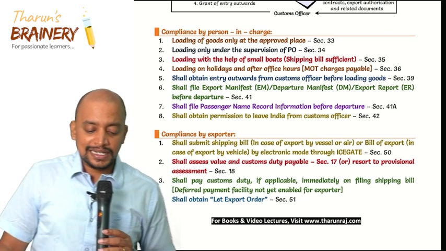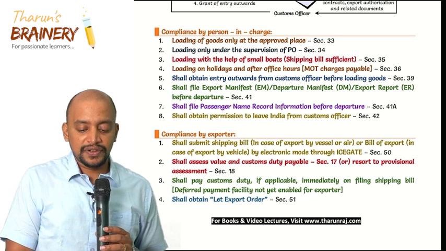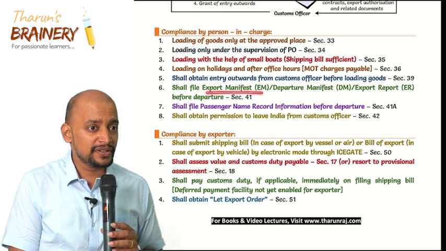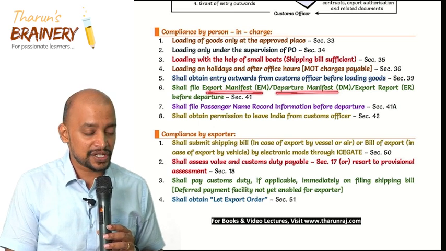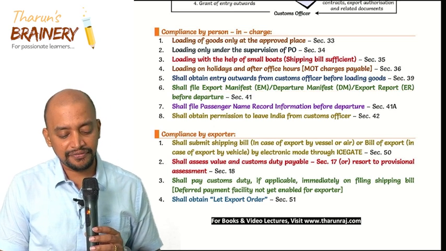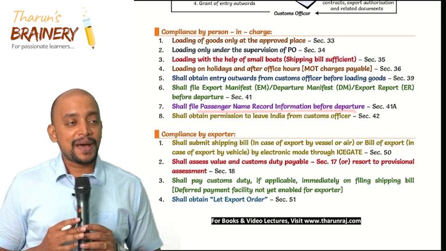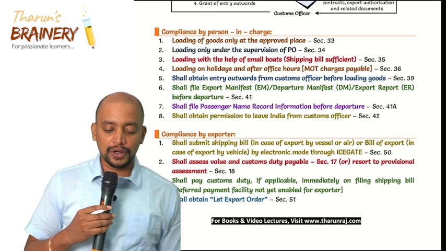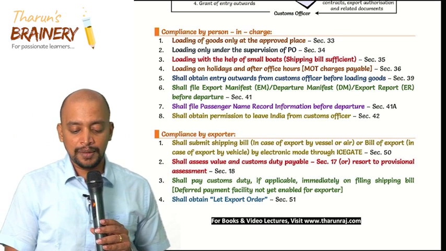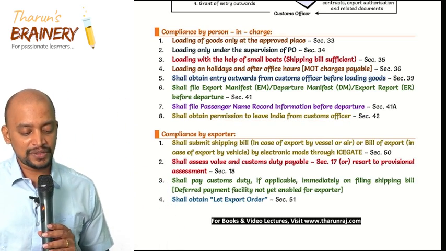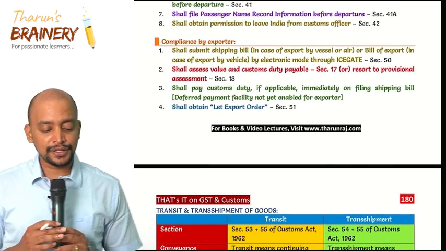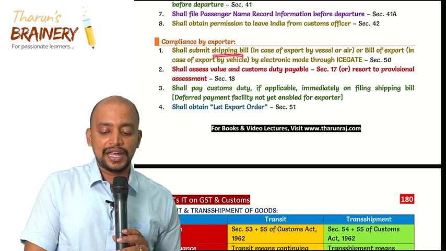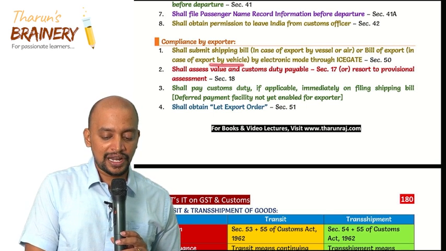The person in charge shall obtain entry outwards from the customs officer before loading the goods, and they will file the export manifest in case of vessel, departure manifest in case of aircraft, export report in case of vehicle, and even passenger name record information, because a cargo ship can carry some people also, and their details should be submitted, and shall obtain permission to leave India from the customs officer. Then what are the compliances to be followed by the exporter? They will submit a shipping bill in case of vessel or aircraft, or bill of export in case of vehicle.